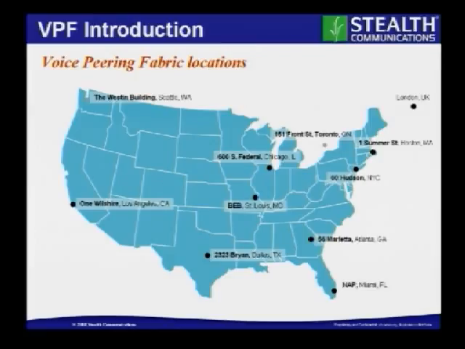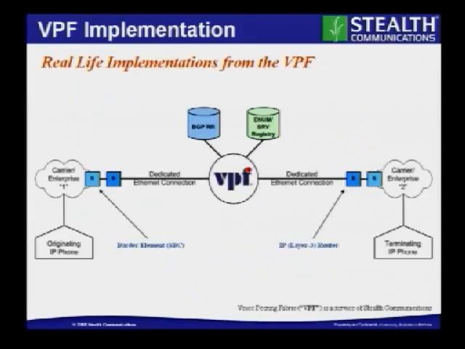We are provisioning wavelengths to tie all the cities together. So once a carrier is connected into the VPF in one city, they're automatically interconnected to every other organization on the platform to do bilateral or multilateral peering. In essence, this is what the architecture of the VPF looks like. We have a BGP route server. This actually looks like a typical internet exchange point, with the only exception that it's on a national, international scale. The route server collects all the routing information from all the members on the platform, and then propagates it out.